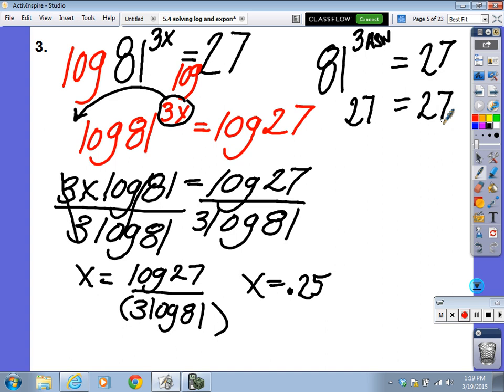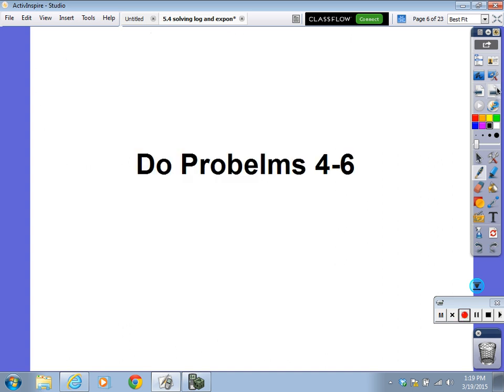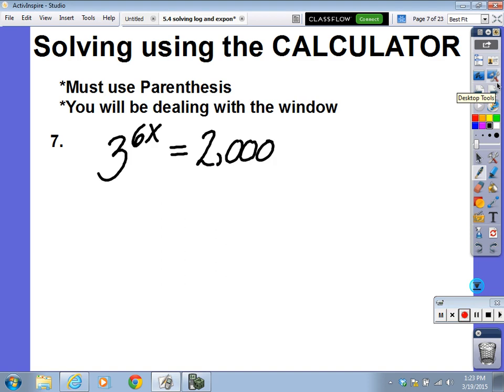So we checked it. Okay, so do 4 through 6. And then the other ones we're going to learn one other way to look at it. Okay, so I'm going to bring you back to me really quick for just a second. So you could do problems 7 through 9 algebraically, but I bet you'll find this really interesting.